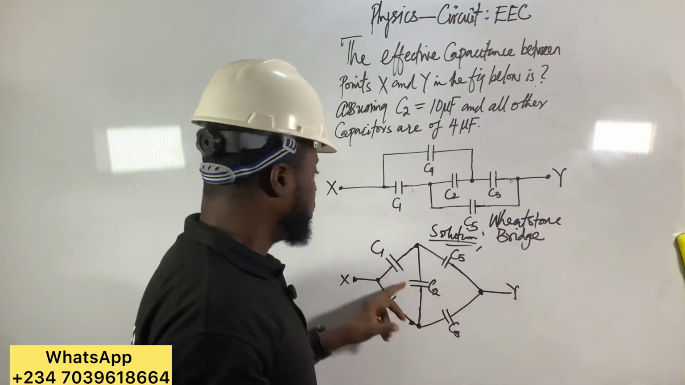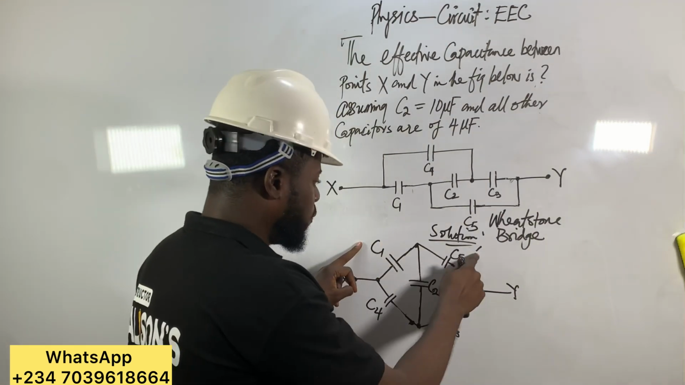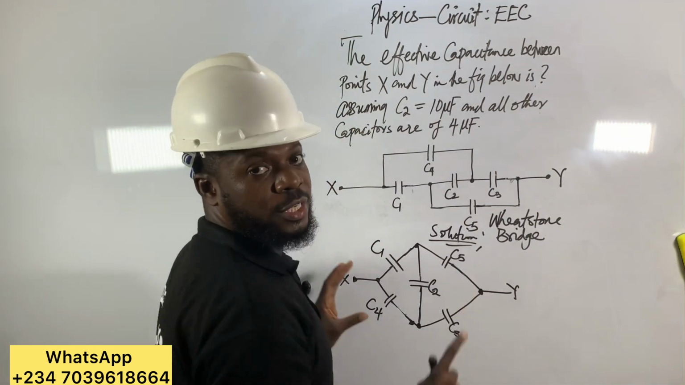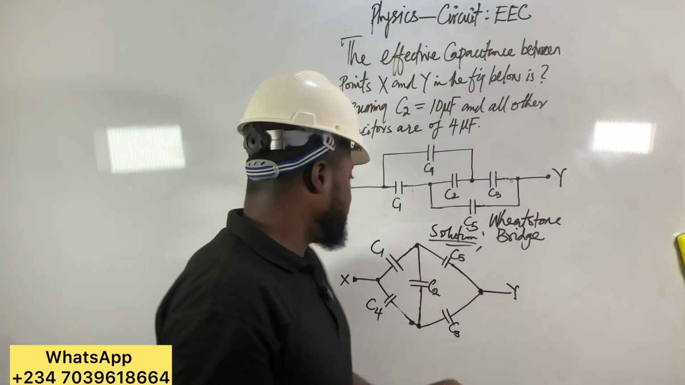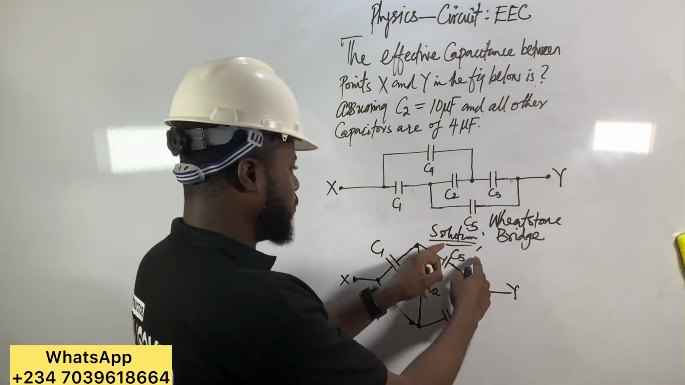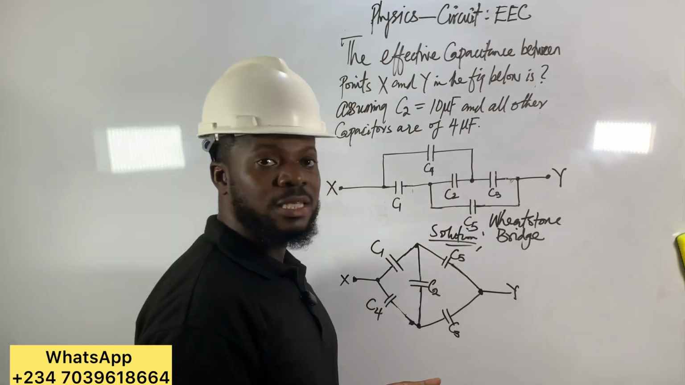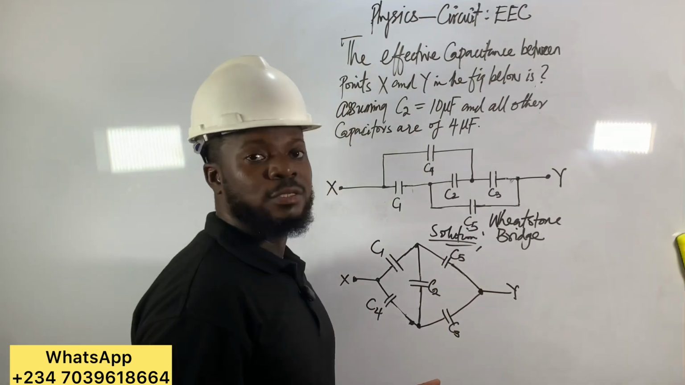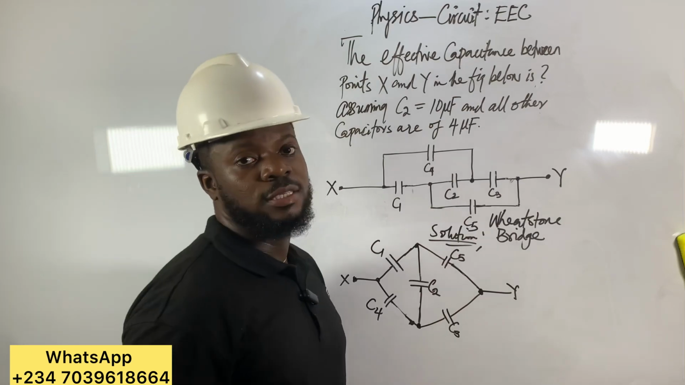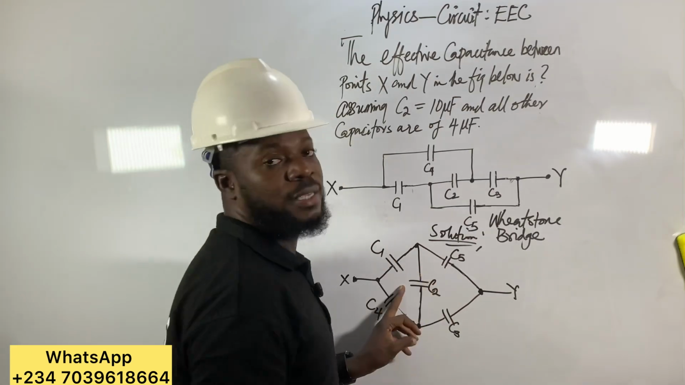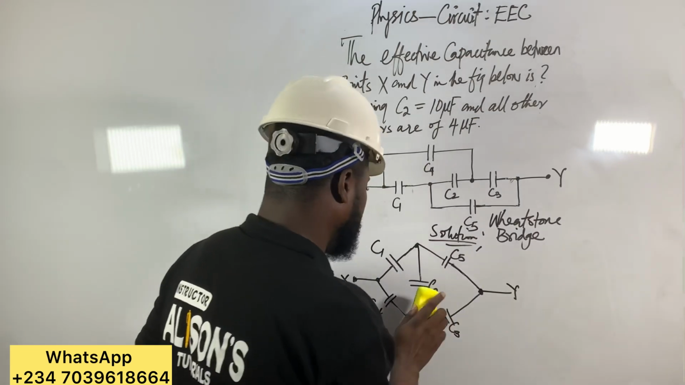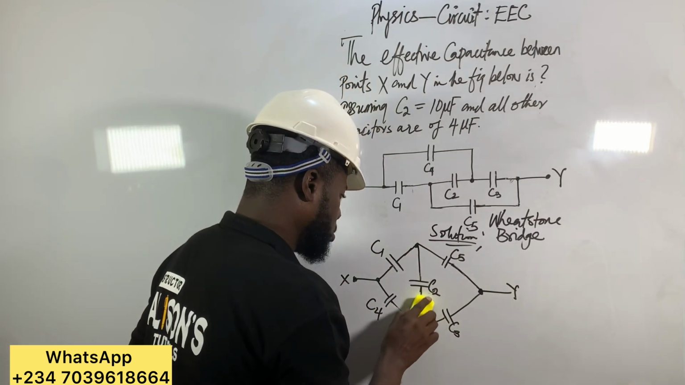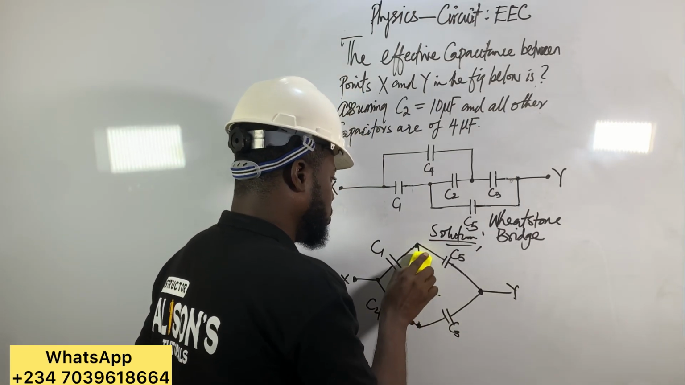And for a Wheatstone bridge, if this one has 4, 4, 4, 4, it means that the bridge is balanced already. True or false? Talk now. If you have 4 microfarad, 4 microfarad, 4 microfarad, 4 microfarad, it means this Wheatstone bridge is balanced. So we don't need this particular one. No charge will go there for this particular capacitor since the Wheatstone bridge is balanced already. So what you will do is delete this C2 and take it out.